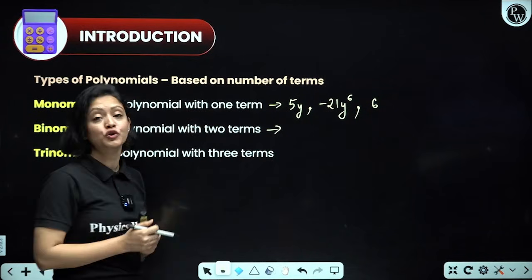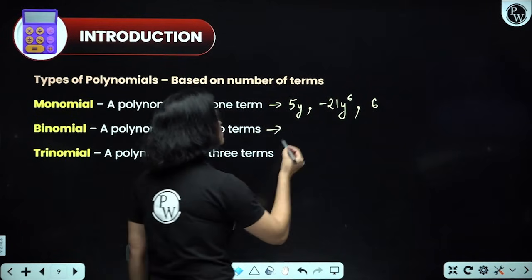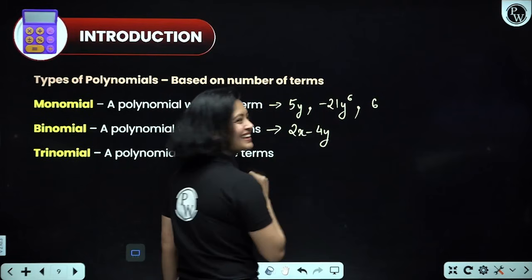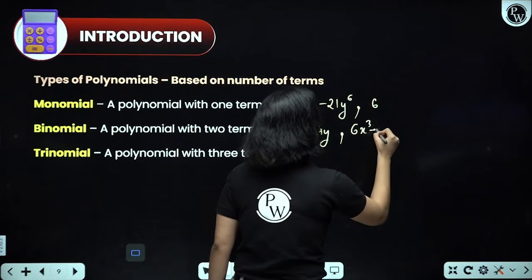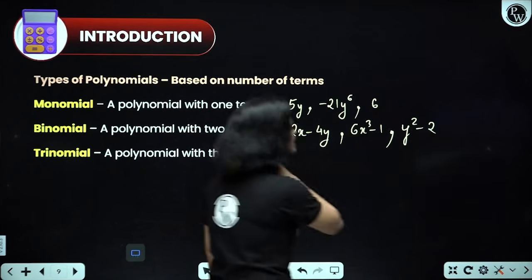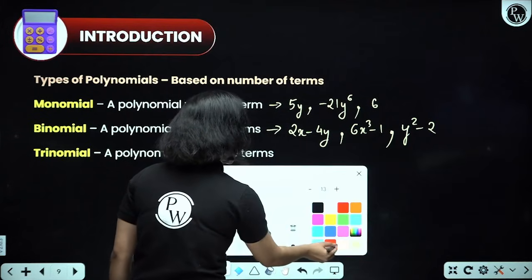Binomials are those polynomials that have exactly two terms, everyone. Let's write certain examples. Let's say you have 2x minus 4y, or you have 6x cube minus 1, or you have y square minus 2. These are all binomials. Why? Because they have exactly two terms, guys.